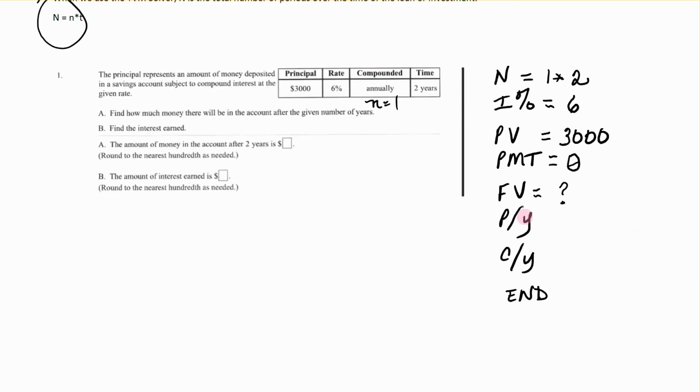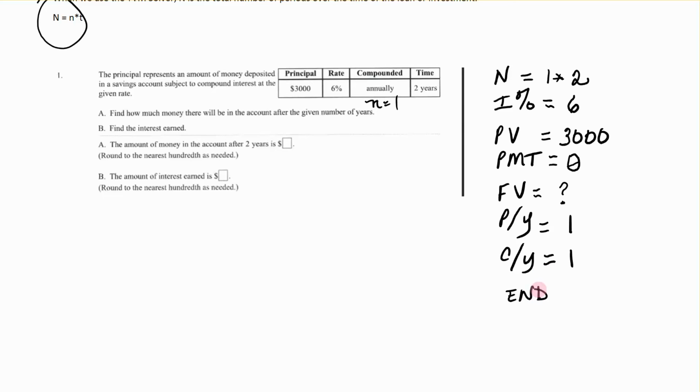Periods per year, this is little n. And compounding per year, that will always be the same. In our problems, P per year and C per year will always be the same. So periods per year, compounds per year, they're the same for us. And end will be highlighted.